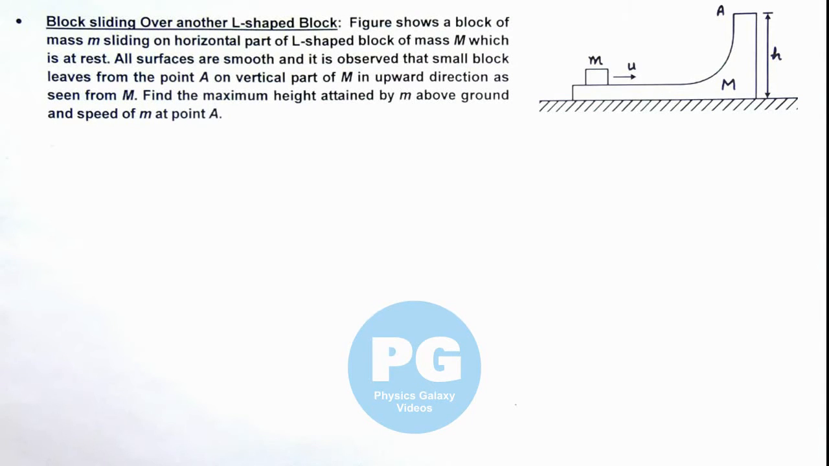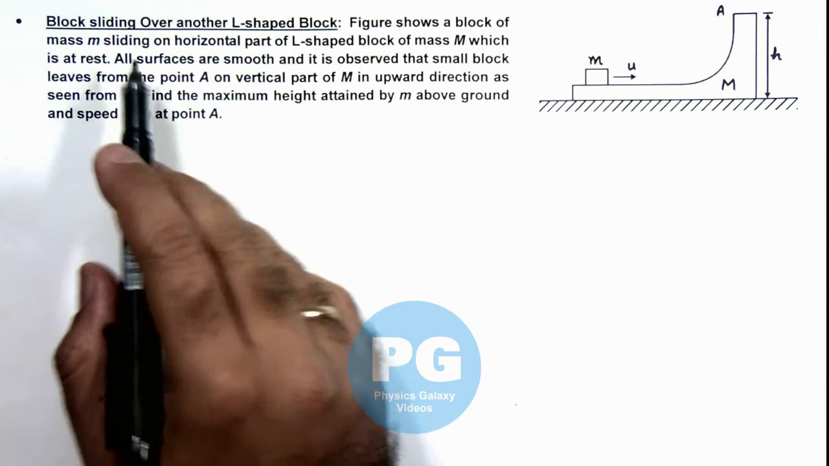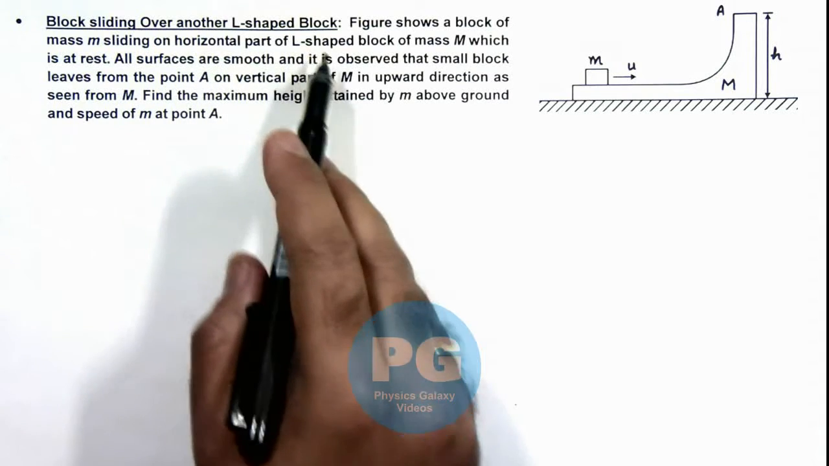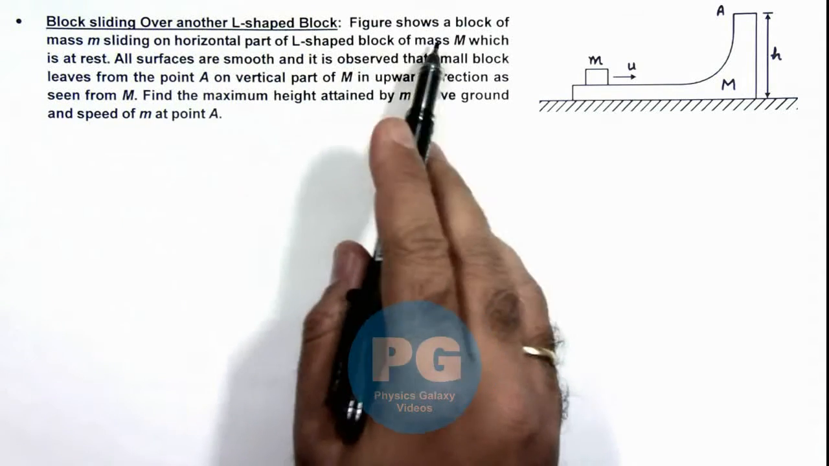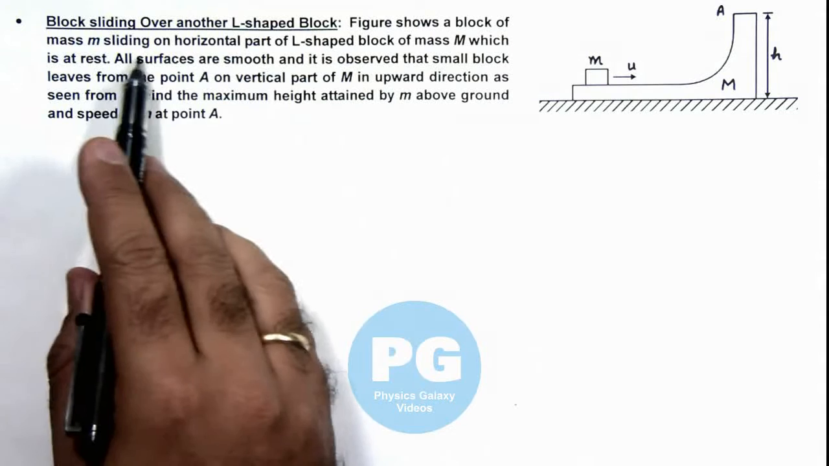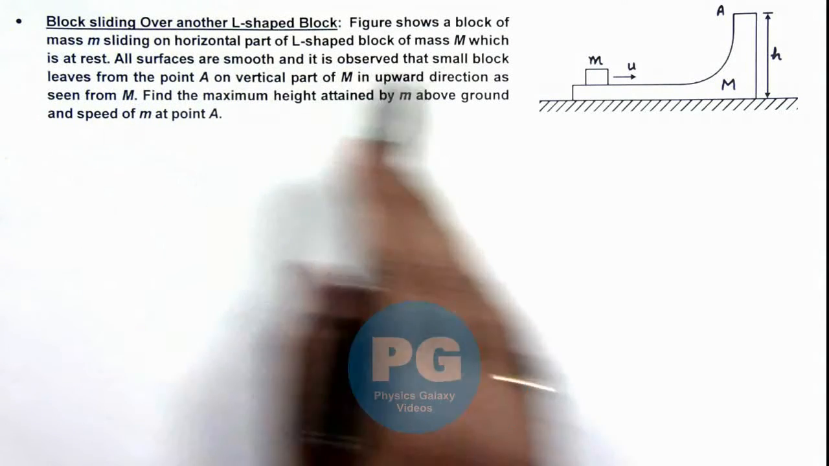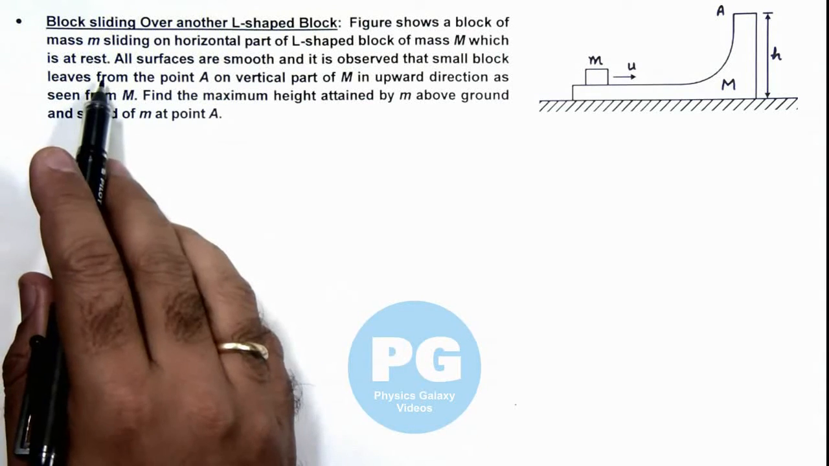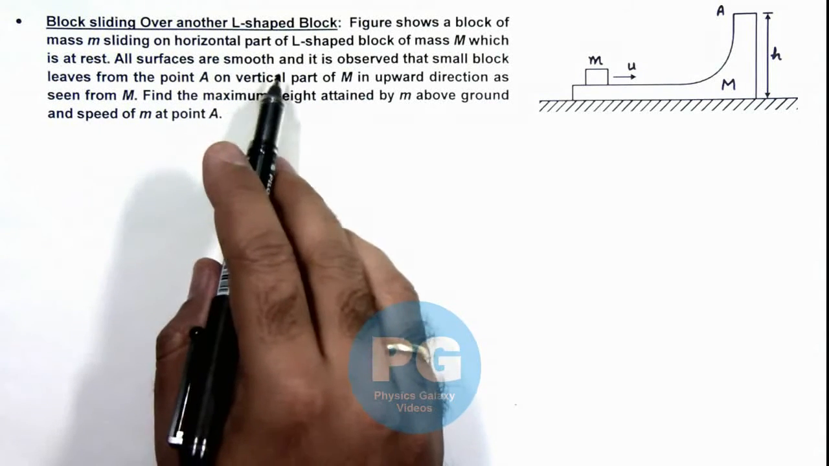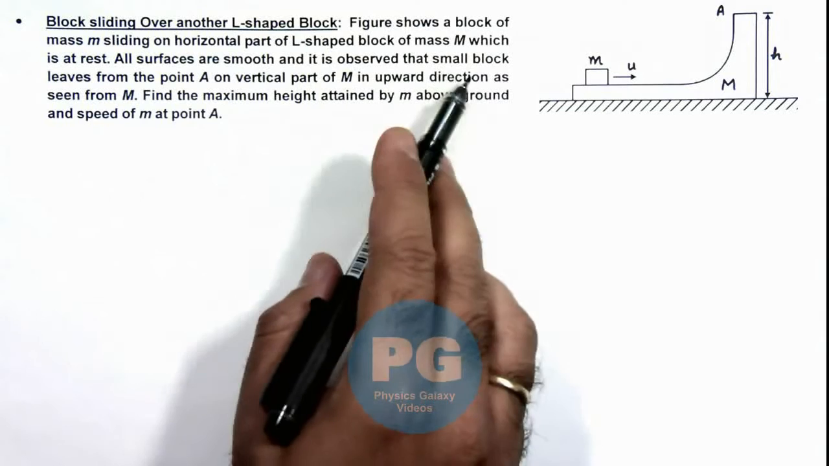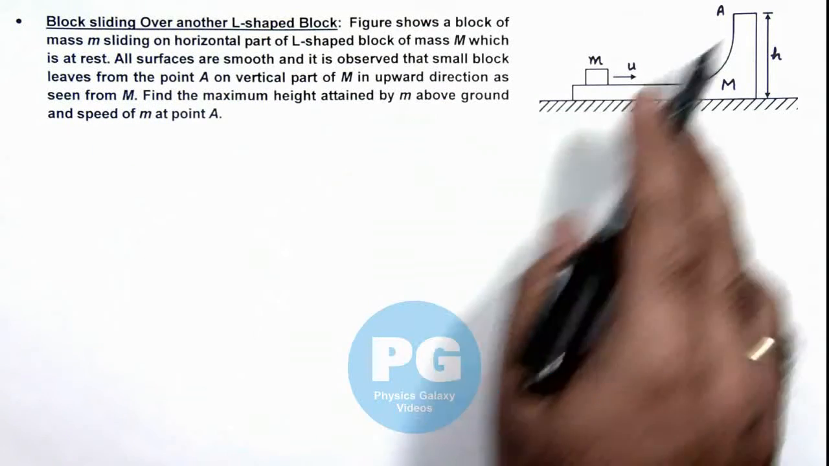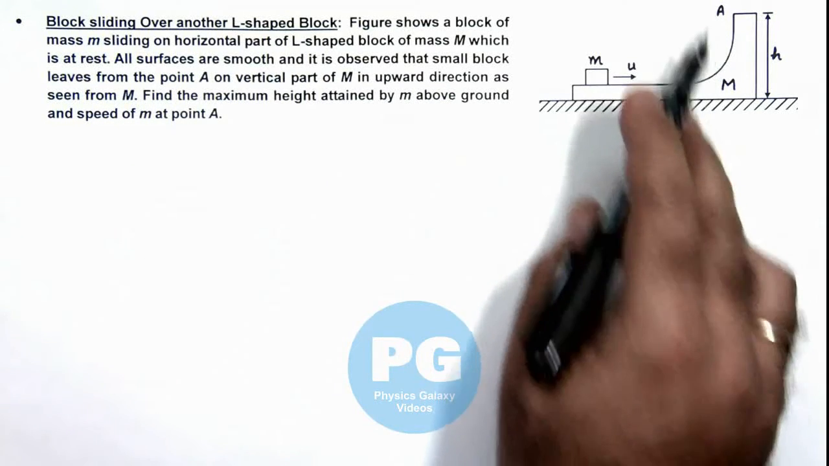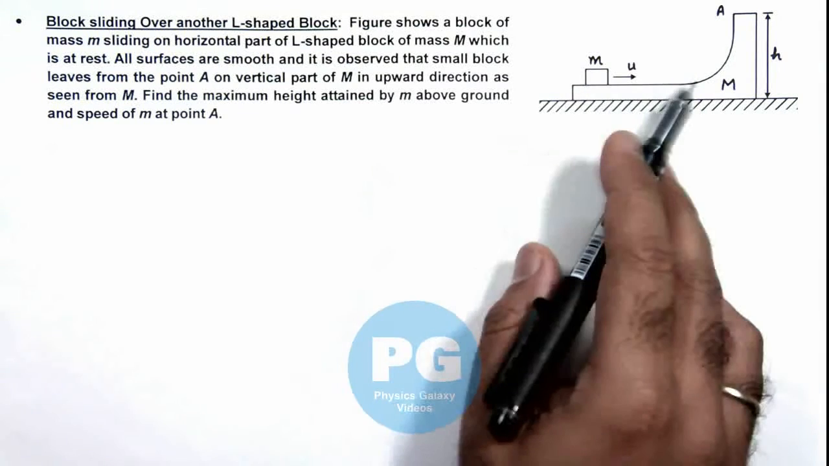In this illustration, we'll discuss a block sliding over another L-shaped block. Here you can see the figure shows a block of mass small m sliding on the horizontal part of an L-shaped block of mass capital M, which is at rest. Here all surfaces are smooth and it is observed that the small block leaves from point A on the vertical part of M in the upward direction as seen from M.